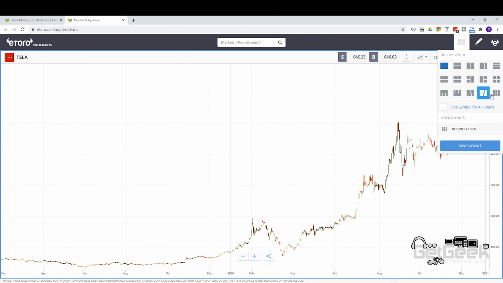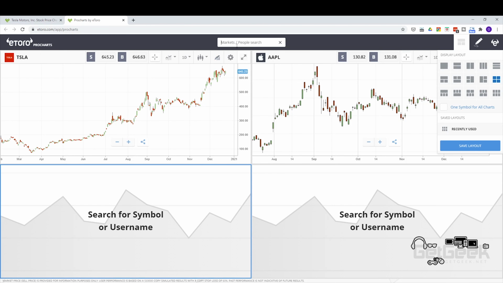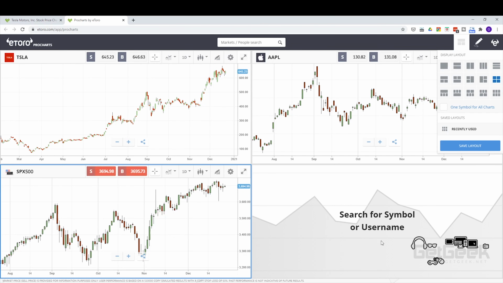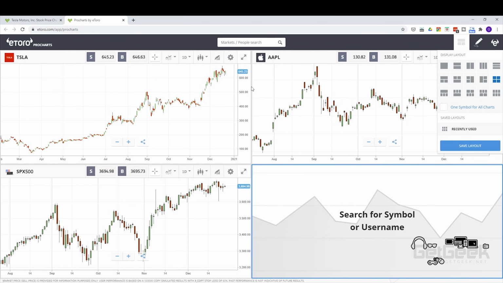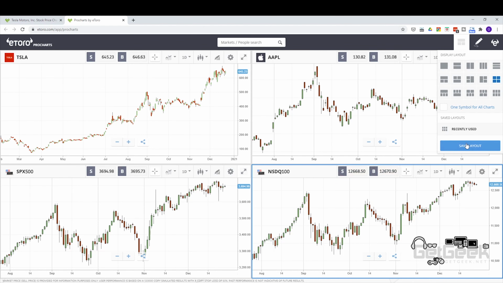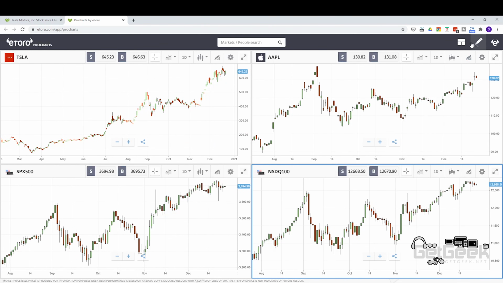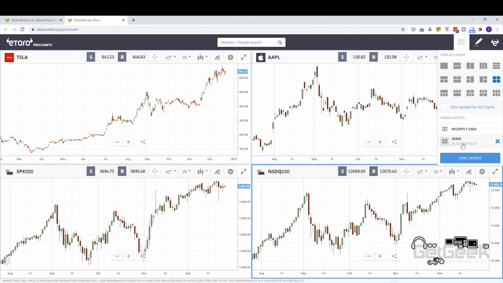So I'm going to say I want 4 just so you can see, and then I'm going to add in Apple here, and then I'll add the S&P 500 here, and then the Nasdaq here. Now you can also save this and just give it a name, for demo, and then that'll be there next time you come back, and apparently you can save as many of these as you want.